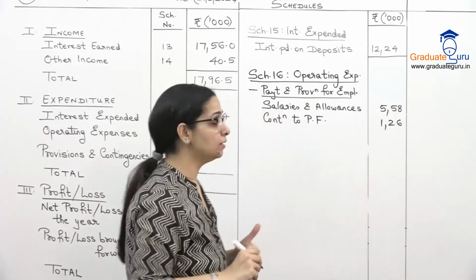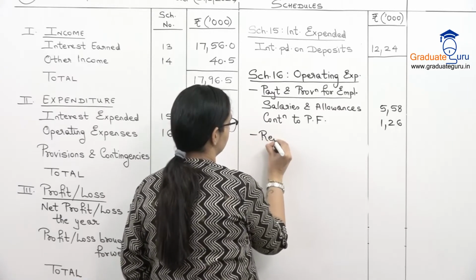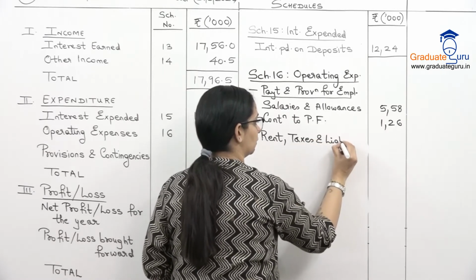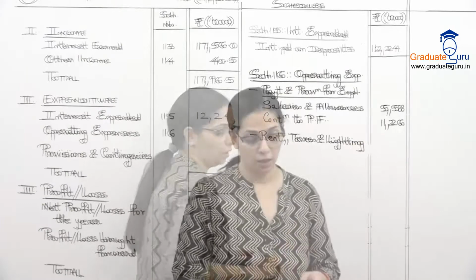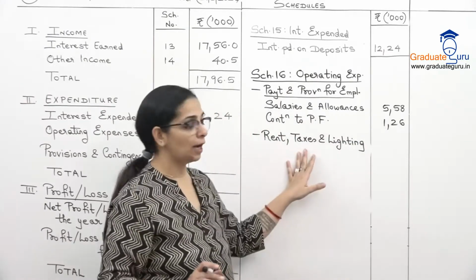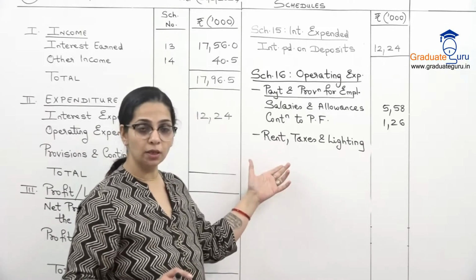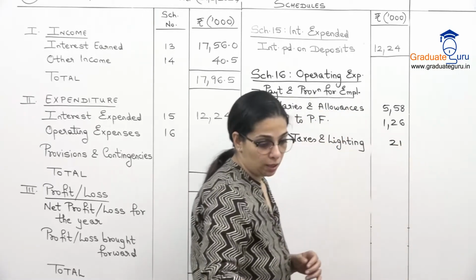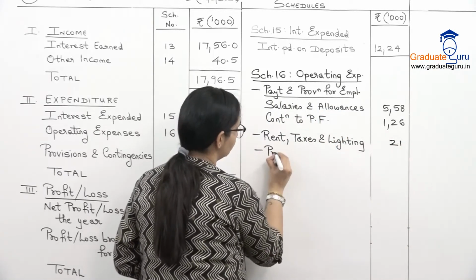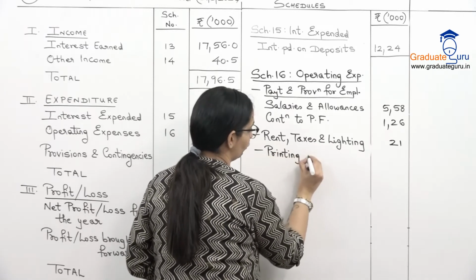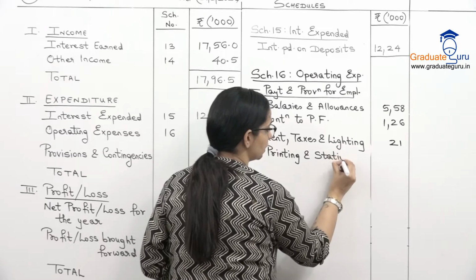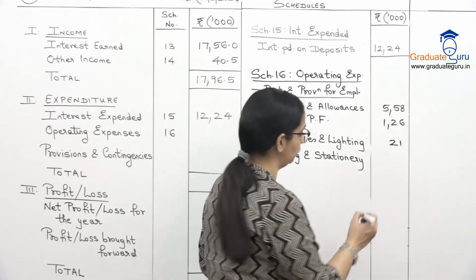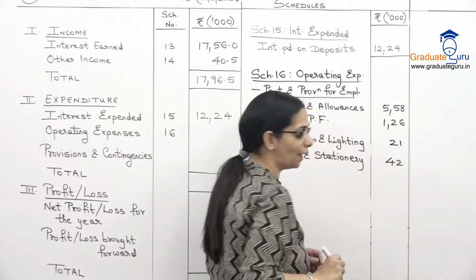The second is rent, taxes and lighting. So we have electricity expenses जो कि यहाँ पे आएगा. If there is some rent given, that will come here. But here we only have electricity. So that is 21. Then we have printing and stationery. That is also a part of our list. Specific head दिया है printing and stationery. And we have printing and stationery of 42,000 in the trial balance.